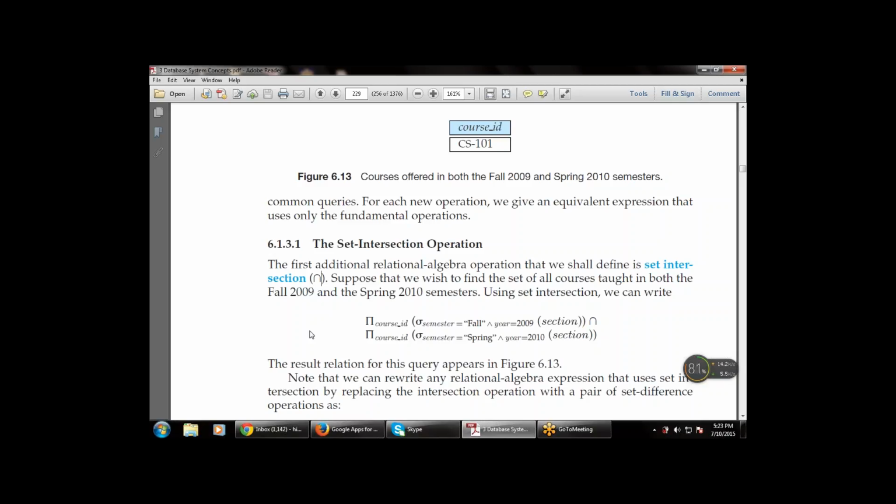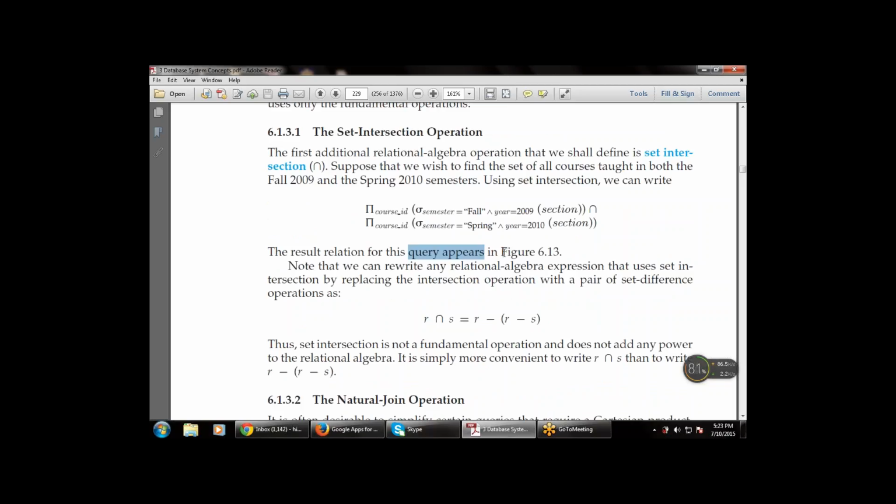Then again pi course ID, where semester equals spring and year equals 2010, from section, and there is a set intersection between these, denoted by this symbol. First find this one, then find this one, and take the set intersection between them. The result of this query appears in figure 6.13.